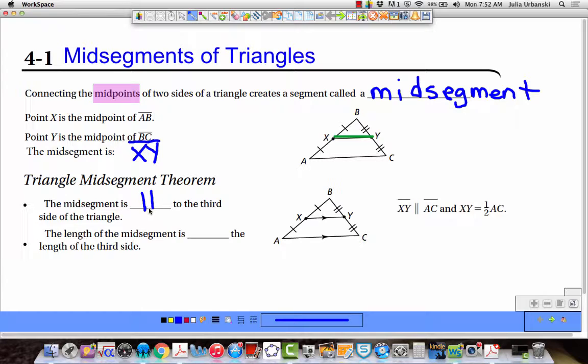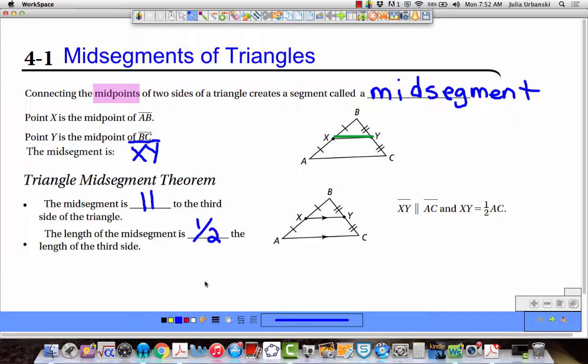The mid-segment is parallel to the third side of the triangle, and the length of the mid-segment is half the length of the third side. For some people, maybe they could write really small. All right, so the length of the mid-segment is half the length of the third side. So let's look at some problems here.